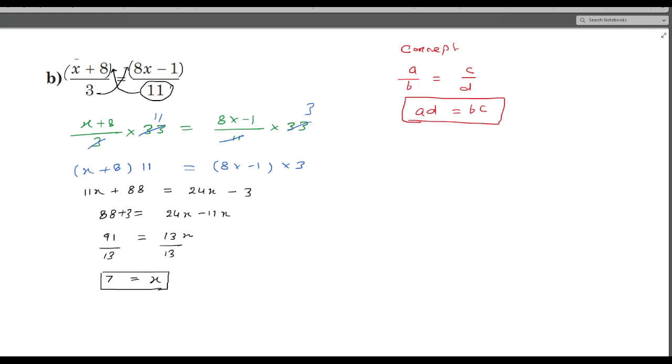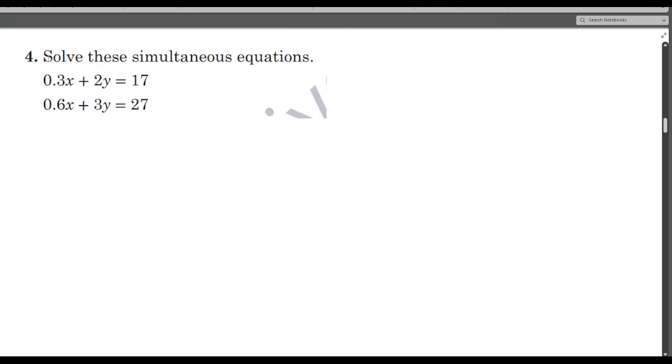Now let us move to question number 4. Now question number 4 is again solving a simultaneous equation, but this time here the coefficient of x is in decimal form. So not a problem. Here I will use the elimination method because here none of the variable has coefficient 1. So substitution become little difficult.